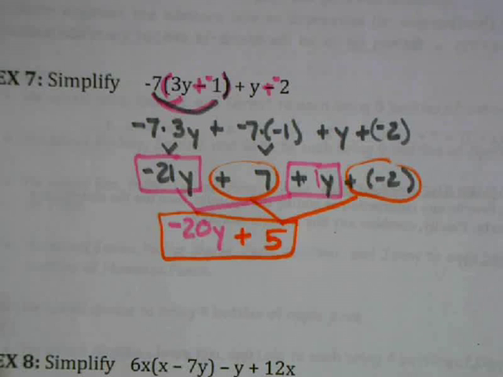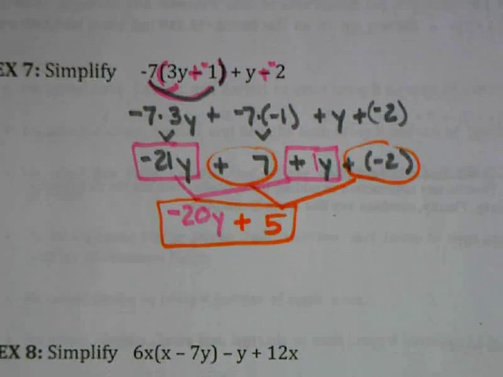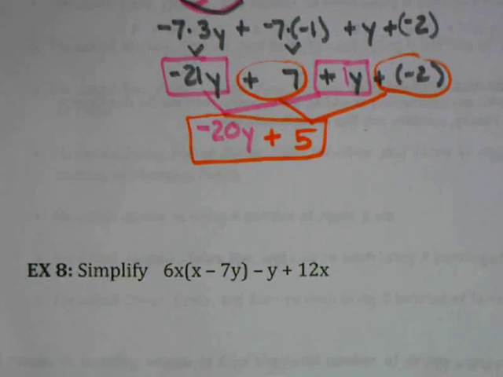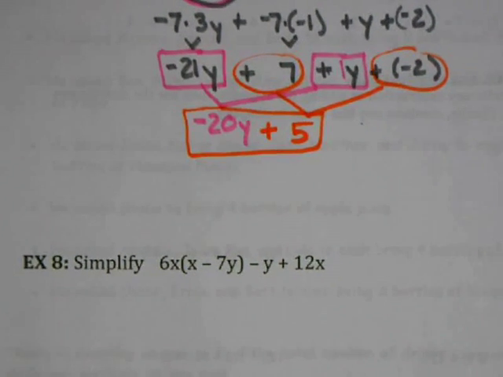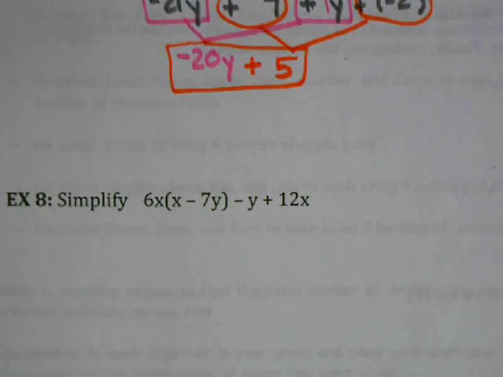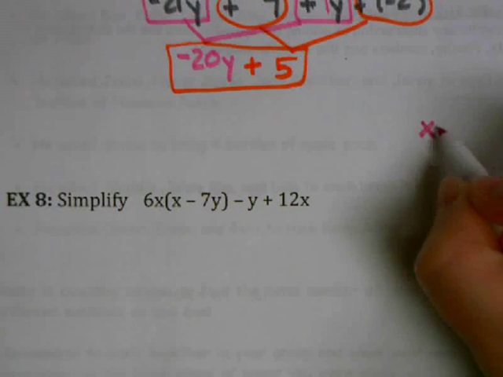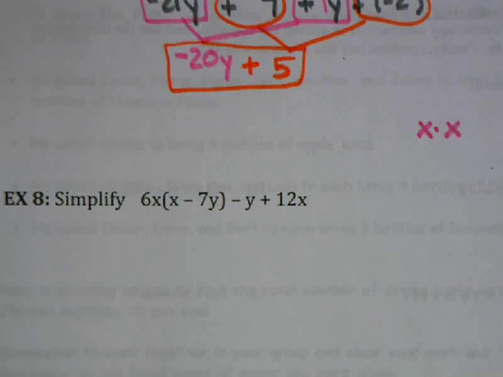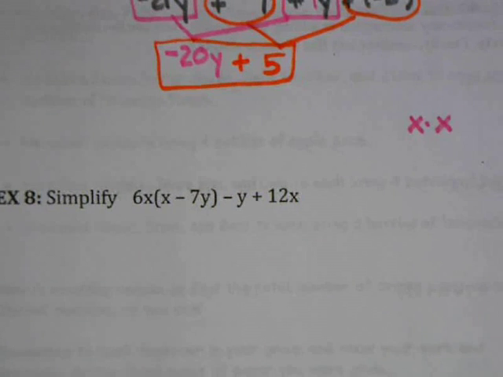All right. Last one. This is about as tricky as I can make it right now. We're going to see if you guys can handle this. Before we start example 8, I just want to show you something. When we run into this at some point, we are going to have in here something that looks like this: x times x. We're going to have to figure out what to do with that.